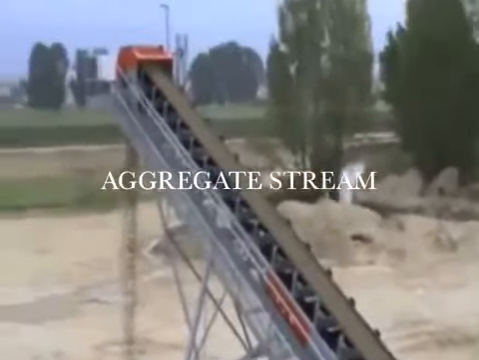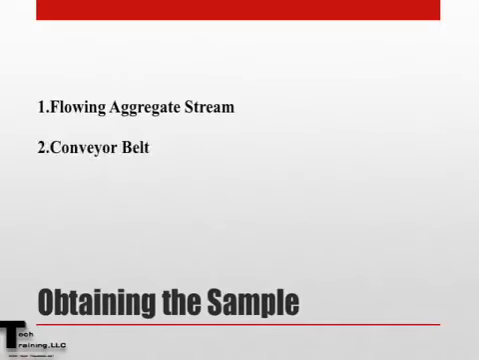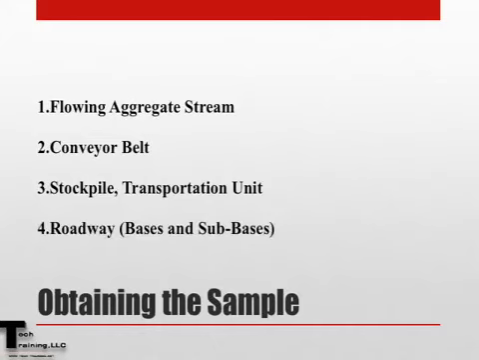There are many locations from where a sample might be obtained, but the four primary locations include a flowing aggregate stream, a conveyor belt, a stockpile or transportation unit, and a roadway from the base or the subbase.